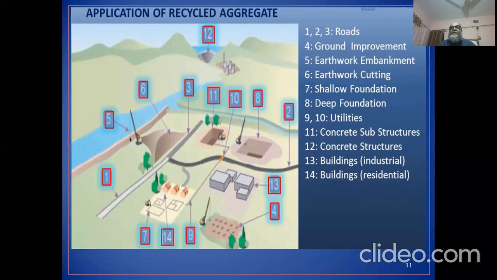And if you look at number 4, it can be used as ground improvement. And then there is an earthwork embankment, earthwork cutting, shallow foundations, deep foundations, utilities, concrete substructures, concrete structures, buildings, maybe of industrial or maybe of residential. So there are a wide variety of recycling waste that are now being put into practice.